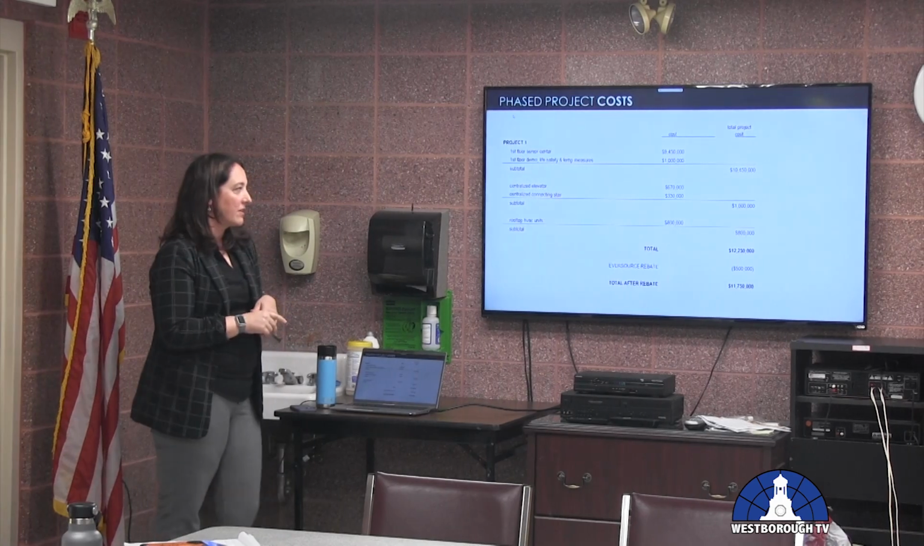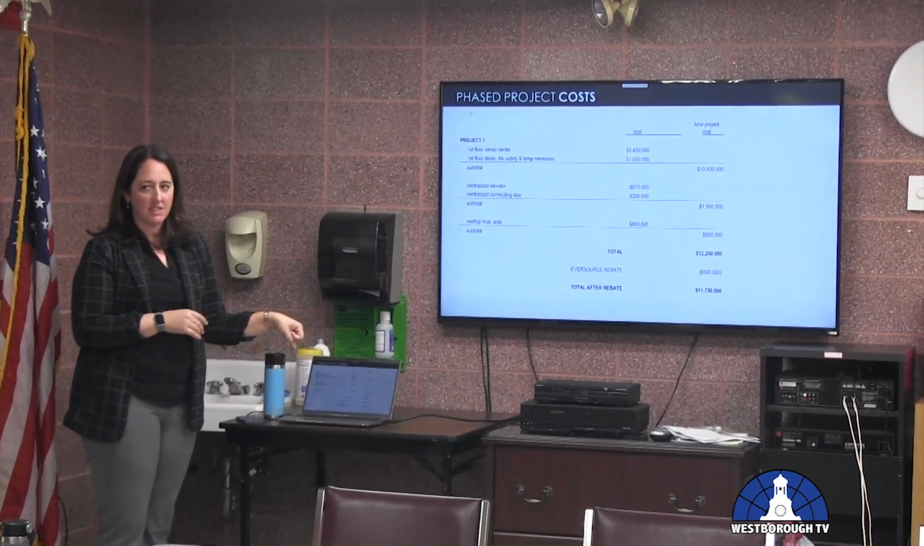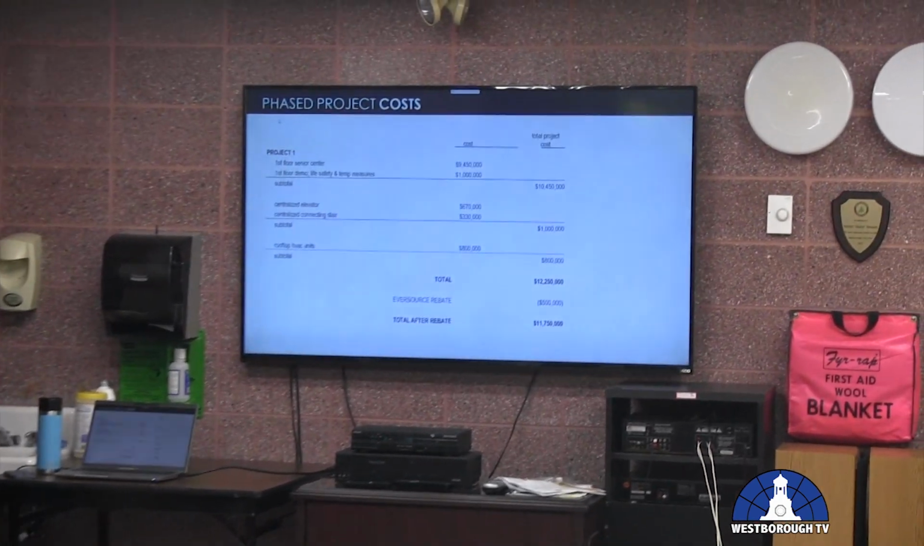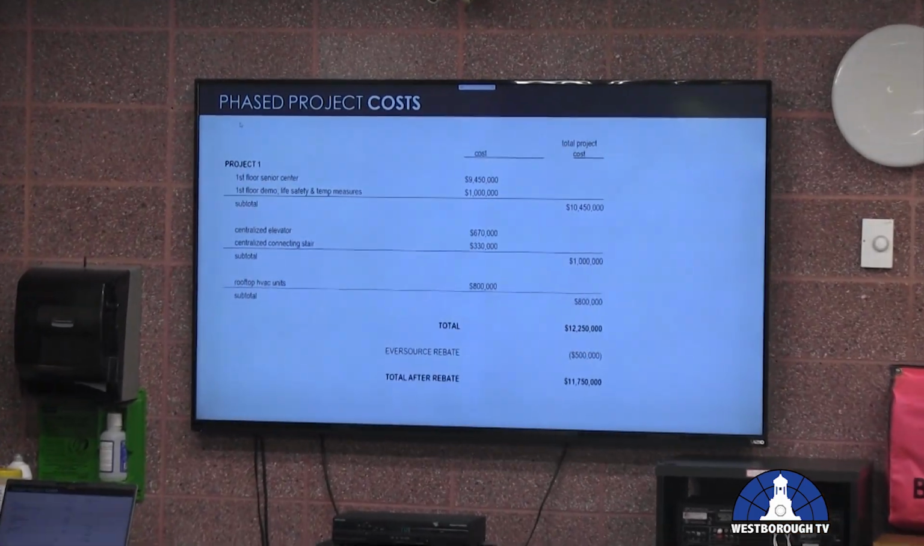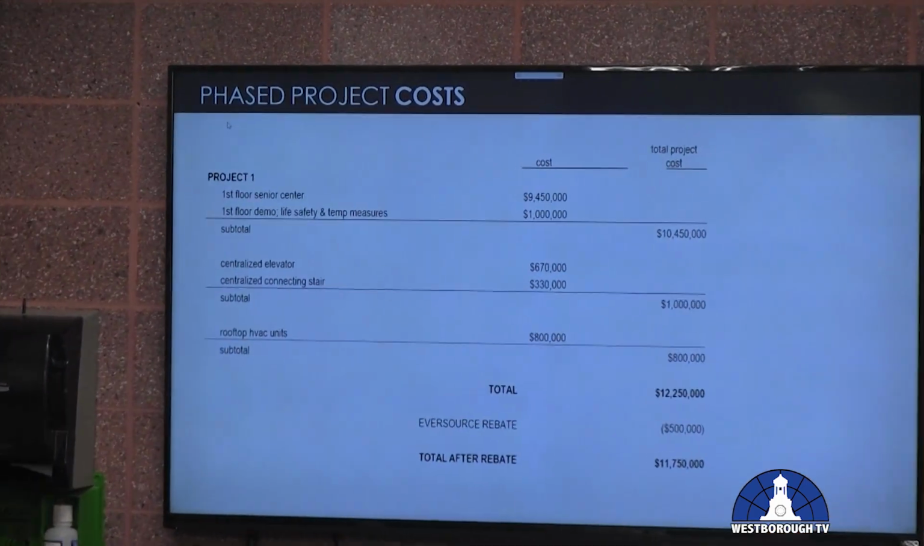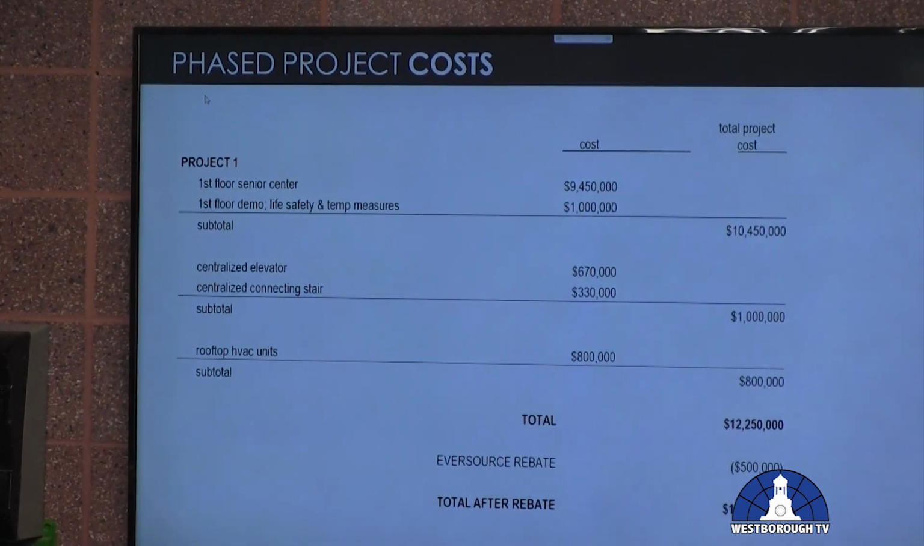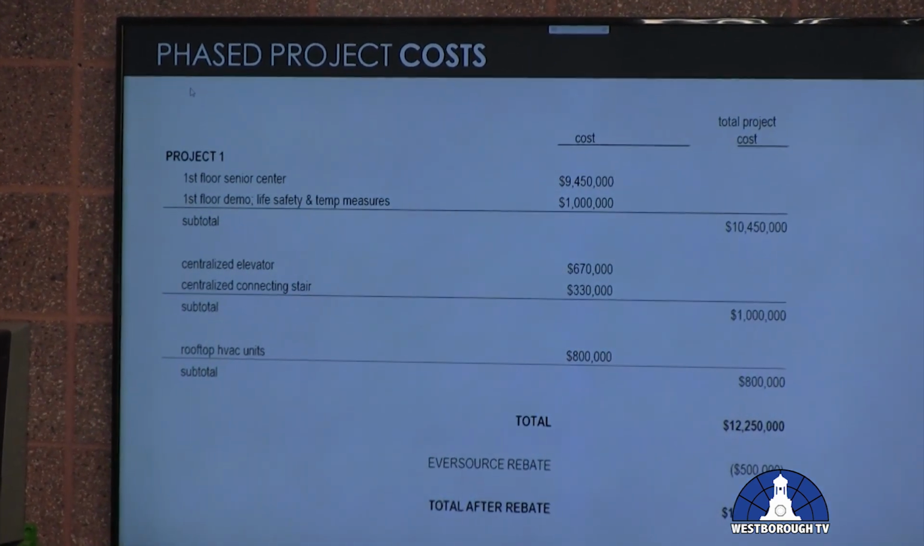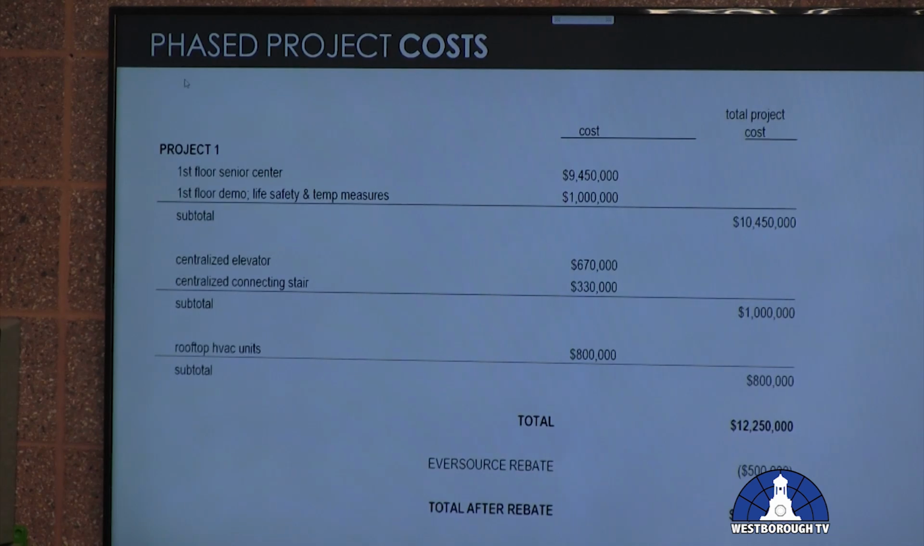So this is just to show you the cost. This is not what's being requested tonight, but I want to walk through it. Right now, phase one is estimated. It's all estimates because it's schematic design. The senior center is estimated to be $9,450,000, and then another $1 million to do that life safety work I mentioned for the entire first floor.